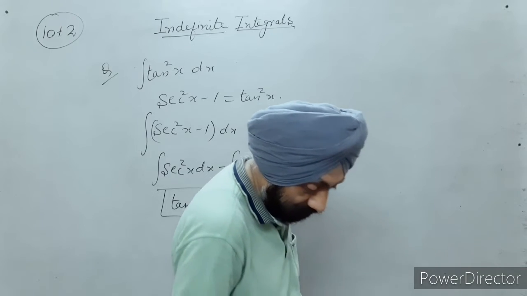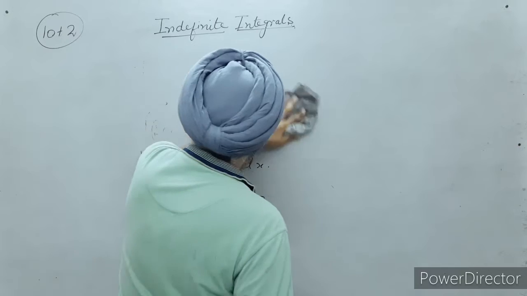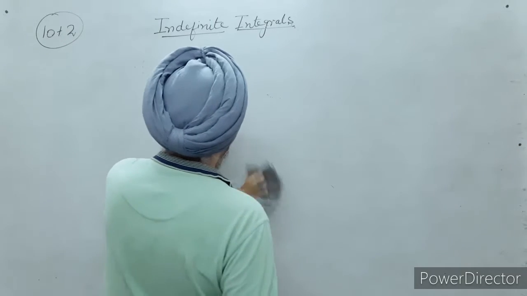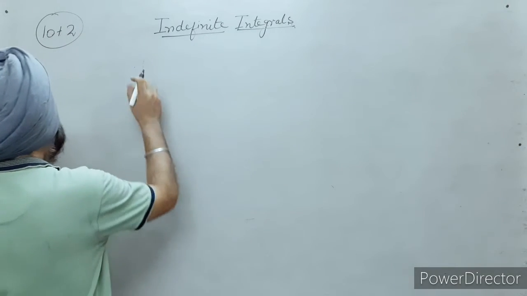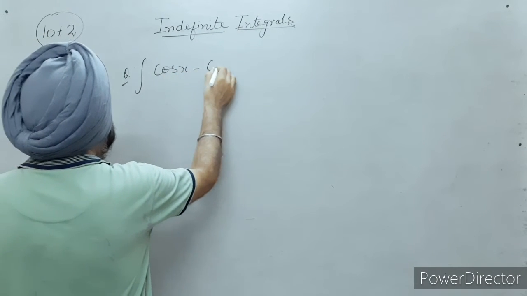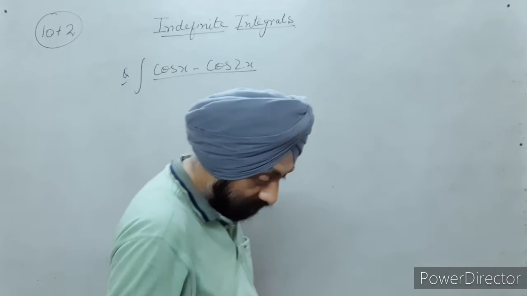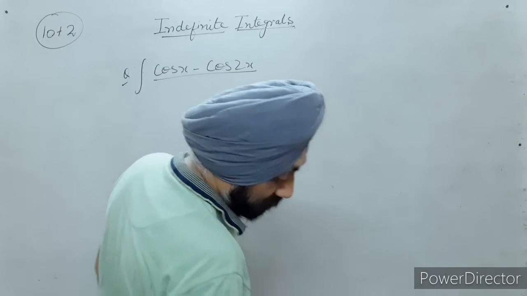Now, this one is a very good sum. Integrate cos x minus cos 2x divided by 1 minus cos x.